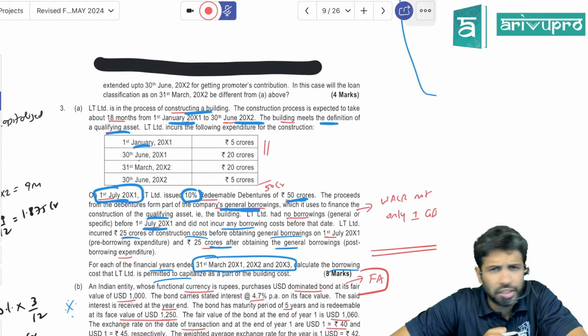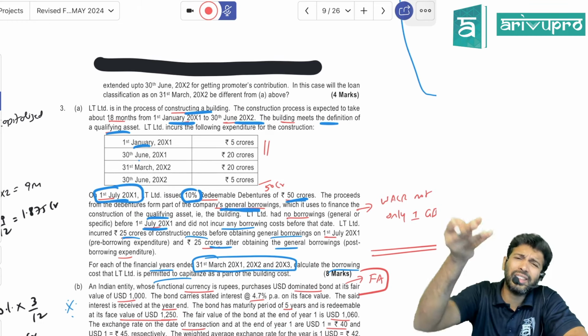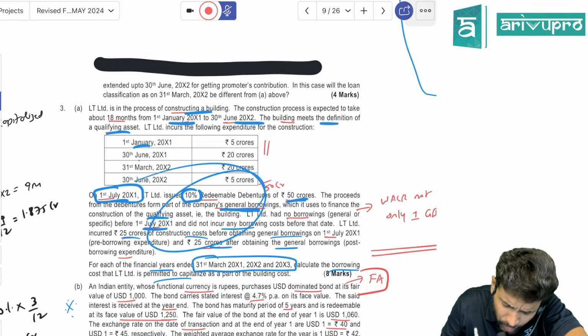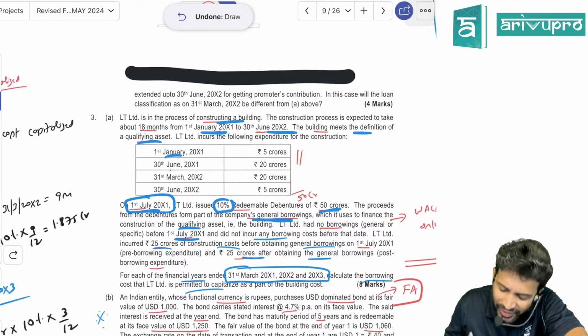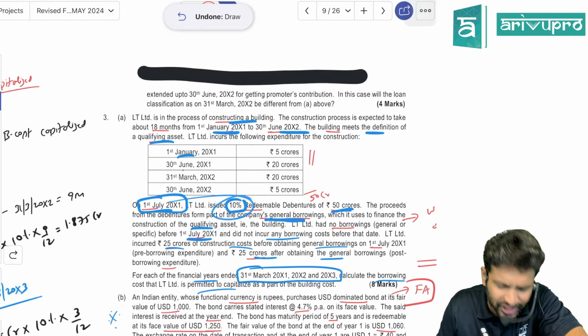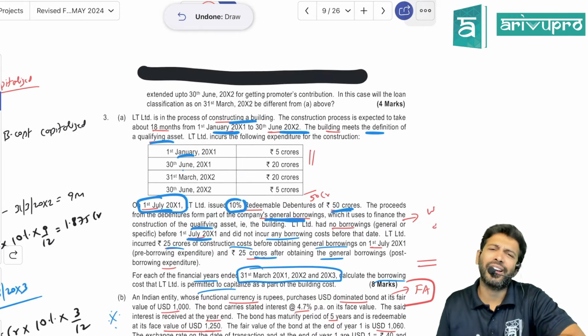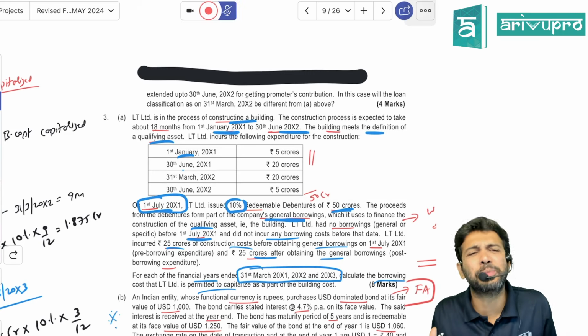Now, sir, if you just check, normally whenever there is a general borrowing, we need to calculate weighted average borrowing cost. But the irony of this question is, sir, they have given only one borrowing. That is a debenture. And this debenture's rate is 10%. Correct? So where is the question of weighted average borrowing cost for that?